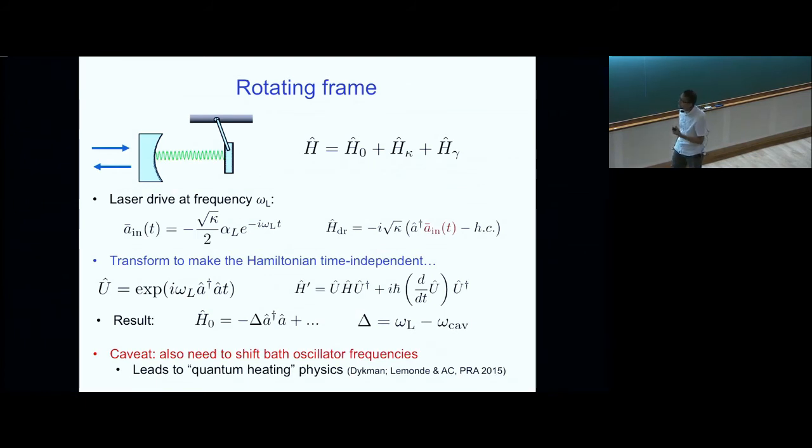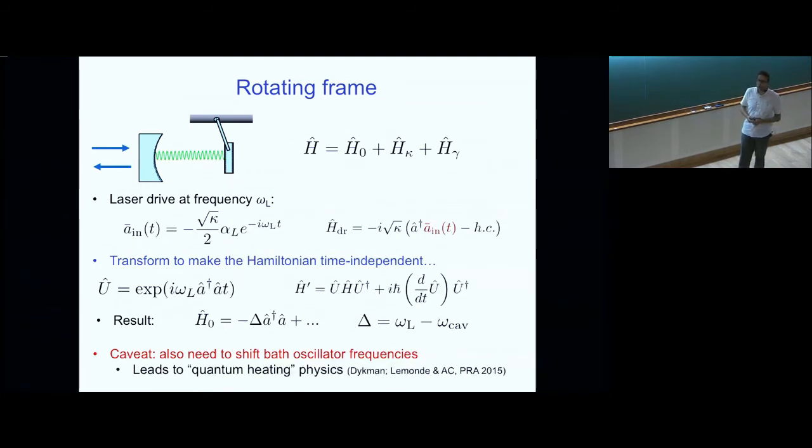So at the end of the day, what happens when I do this transformation, my Hamiltonian no longer has any explicit time dependence, right? This driving term, I just get rid of that exponential factor. But now my cavity frequency basically gets shifted by whatever this laser frequency is. So in this rotating frame, I'm basically measuring the cavity frequency with respect to the laser frequency. So I'm going to define the detuning as the laser frequency minus the cavity frequency. And so the cavity frequency, the A dagger A term in the Hamiltonian, is now just minus that detuning.